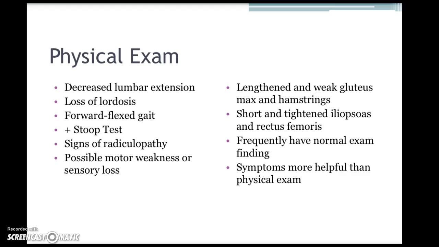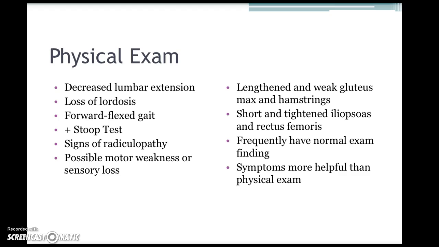In a physical exam, a PT may find decreased lumbar extension, loss of lordosis, a forward flexed gait, and a positive stoop test, which involves having the patient walk with an exaggerated lordosis until neurogenic claudication symptoms appear or are worsened. The patient is then asked to lean forward. A reduction of neurogenic claudication symptoms is a positive test and suggests that the patient does have neurogenic claudication.